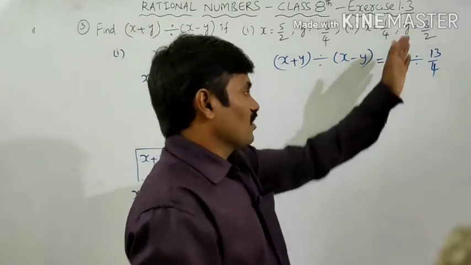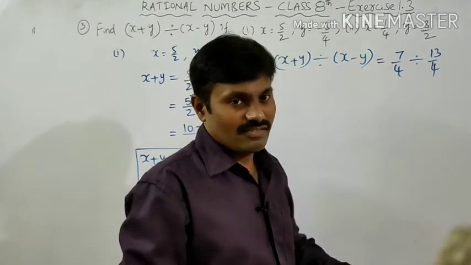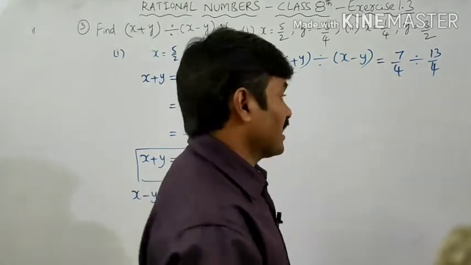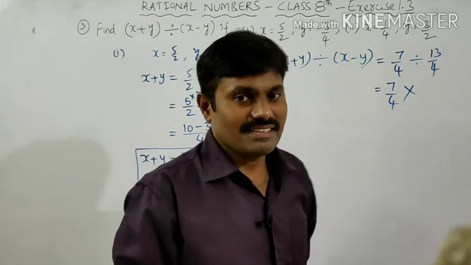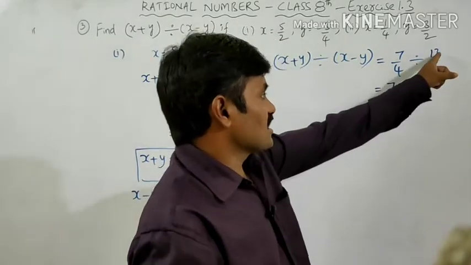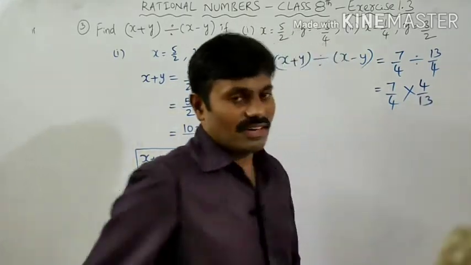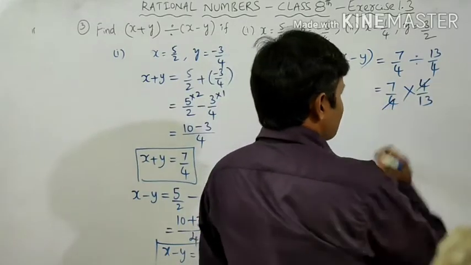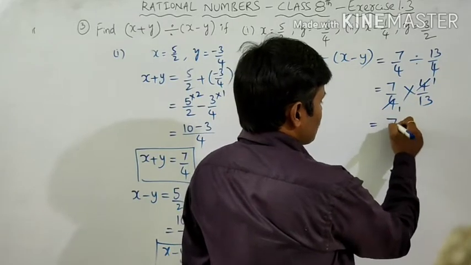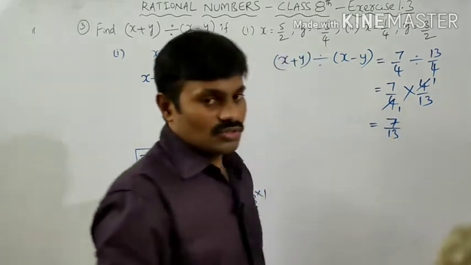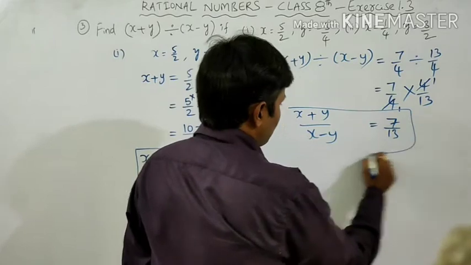Now we have to divide a rational number by another rational number. It is possible only when we change the division sign into a multiplication sign. So 7 by 4 into, instead of the division sign, you write the reciprocal of 13 by 4, that is 4 by 13. The 4 and 4 get cancelled. So 7 ones are 7, 4 ones are 4, so 7 by 13. This is the value of (x plus y) by (x minus y).